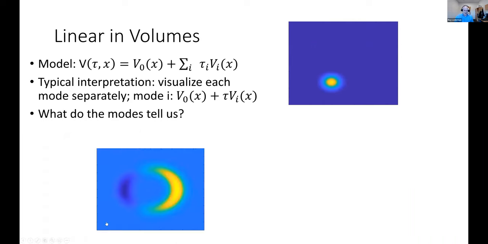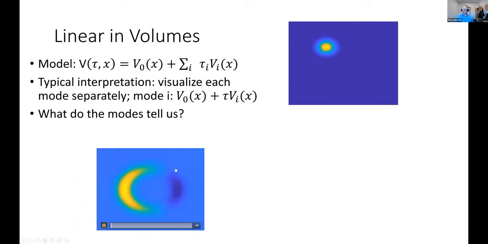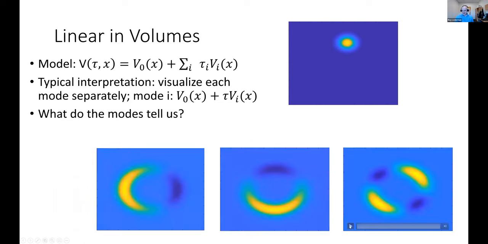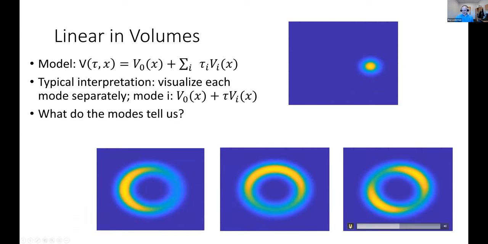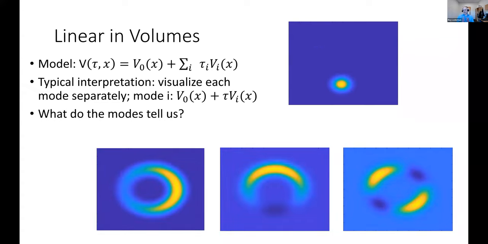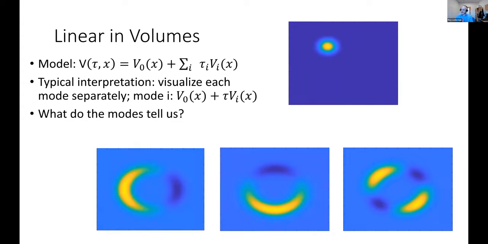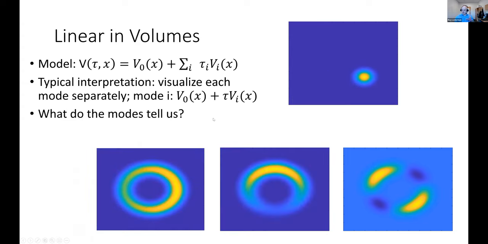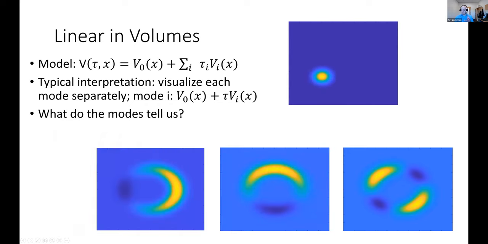This is the first principal volume. It doesn't look like there's anything. It doesn't look like a circle, and doesn't look like anything is moving around from here to there. This is the second. And this is the third. Basically, what I'm saying is that, at least the classic way of visualizing what the modes are doesn't really tell you that there's something moving around here in a circle. You could actually compose different things moving around here with these coefficients. So these modes on their own don't really tell you what's going on here.